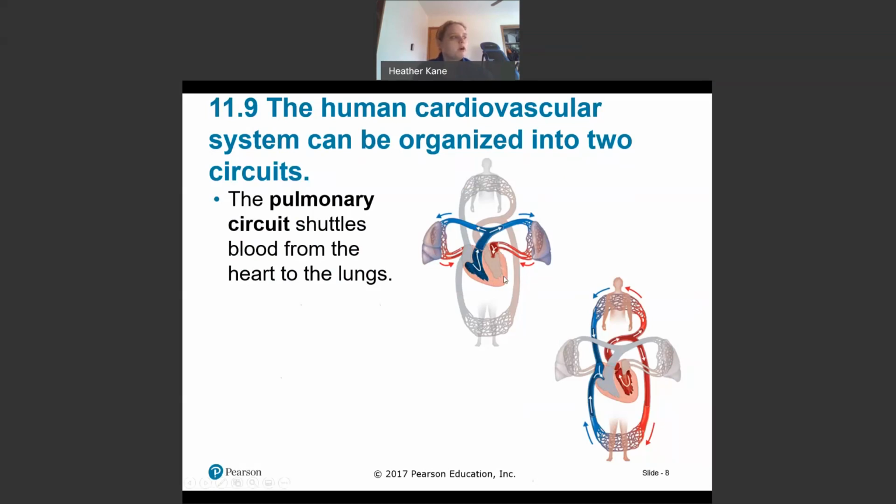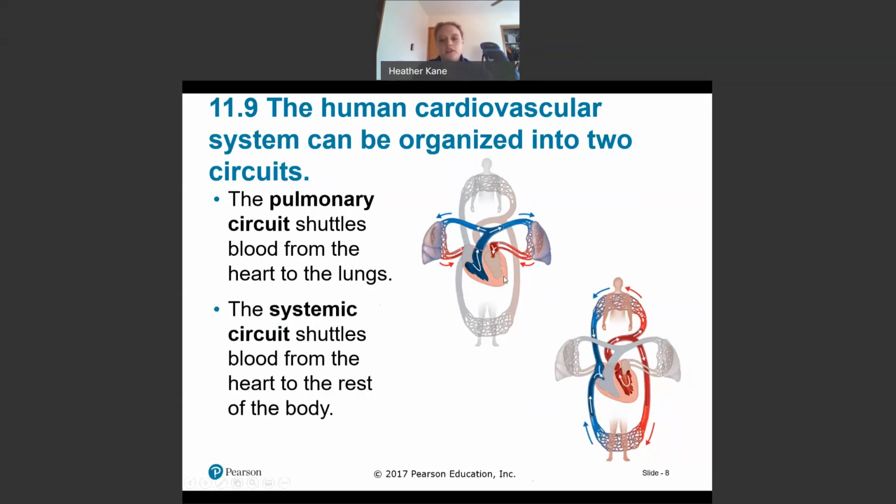The other half is going to be part of the systemic circuit. So systemic, that word means your system. So that really refers to the rest of your body, basically. And this is going to be the other half of your heart, that's going to really pump that blood that is going to travel to the rest of the body. So the blood that it pumps is going to be oxygenated. It's going to have lots and lots of oxygen that is going to go to the rest of the body there.